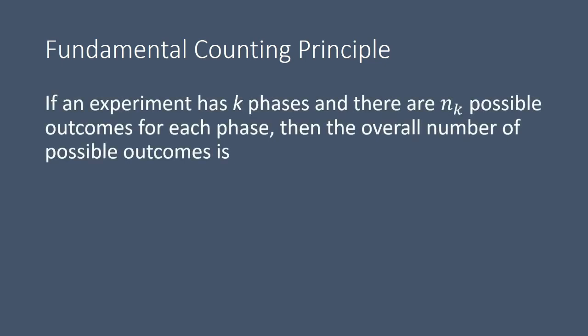If an experiment has k phases or k stages, and there are n sub k possible outcomes for each phase, then the overall number of possible outcomes for the entire experiment is going to be, capital N is equal to n sub 1 times n sub 2 times n sub 3, so on and so forth until you get to n sub k. So this is just multiplication. You multiply the possible outcomes of each stage of your experiment.